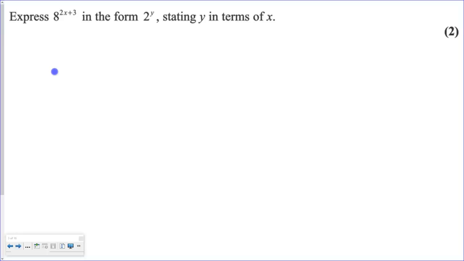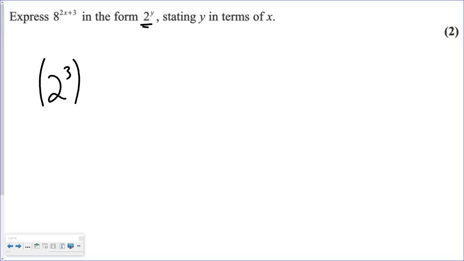Well, 2 to the power of 3 is just the same as 8. Okay, 2 to the power of 3 is just the number 8. So when you've got to try and put it in a certain form, think about how you can rewrite your expression into that form.